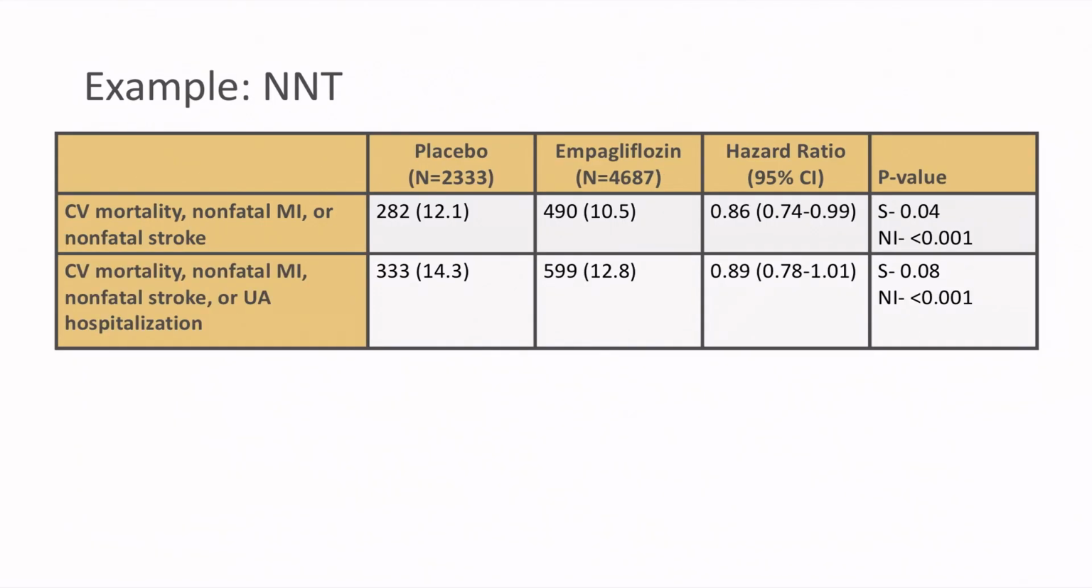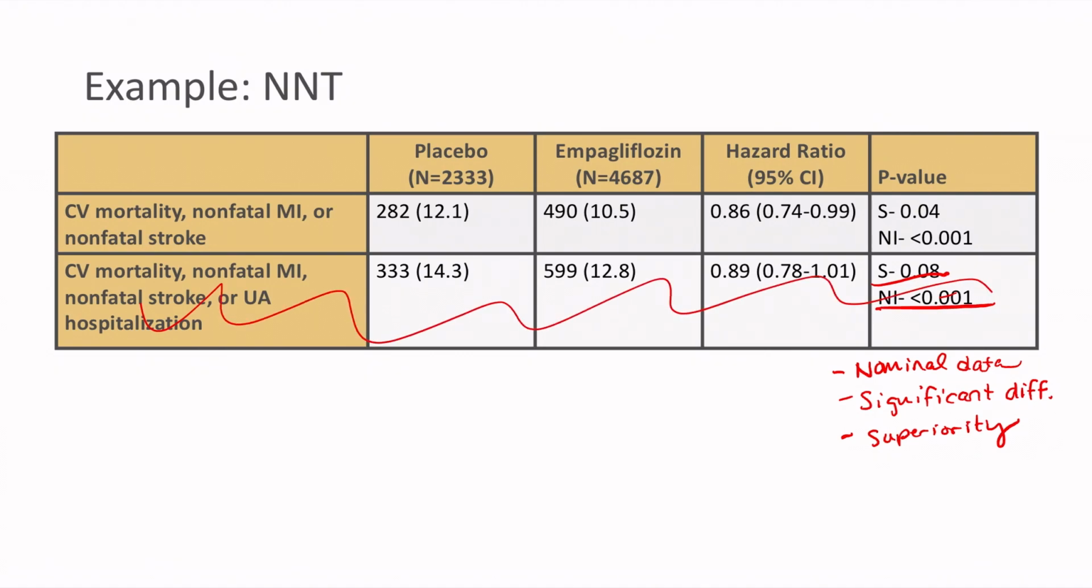So let me give you an example of how to calculate number needed to treat. This is actually a non-inferiority trial. What you're going to see here is that there are times that you cannot calculate your number needed to treat. One thing you need to keep in mind is that we only calculate number needed to treat on nominal data, also known as non-continuous data, that showed a significant difference and also met superiority. You'll see here that the p-value for non-inferiority is less than 0.05, but it did not meet superiority. So we cannot calculate it on this one.